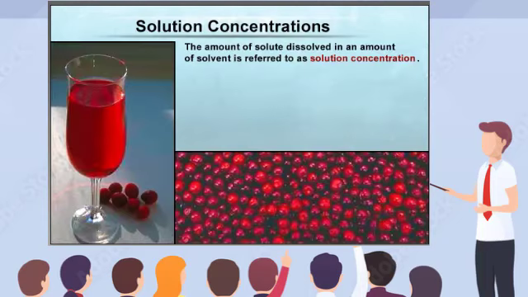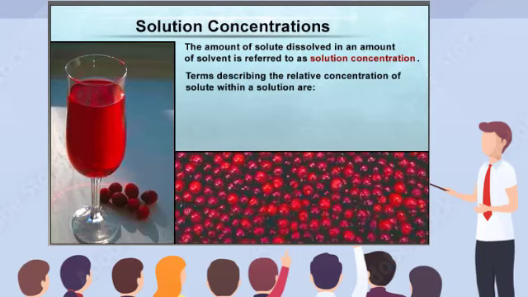The amount of solute dissolved in an amount of solvent is referred to as a solution's concentration. Sometimes your senses can detect the concentration of solutions. If you consider cranberry juice too tart, then the juice is too concentrated for your preference. Three terms describe the relative amount of solute within a solution: unsaturated, saturated, and supersaturated.